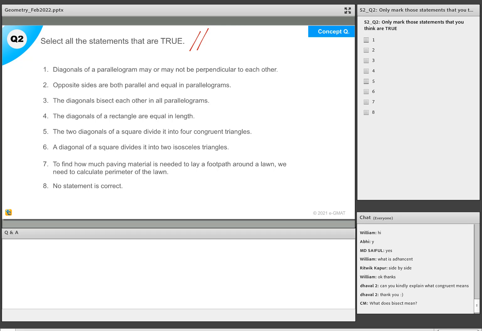Bisect means it divides it by 2. So if you have a line segment of 10 centimeter, bisecting means 5 centimeter, 5 centimeter. I used centimeter because you have that as your name, CM.